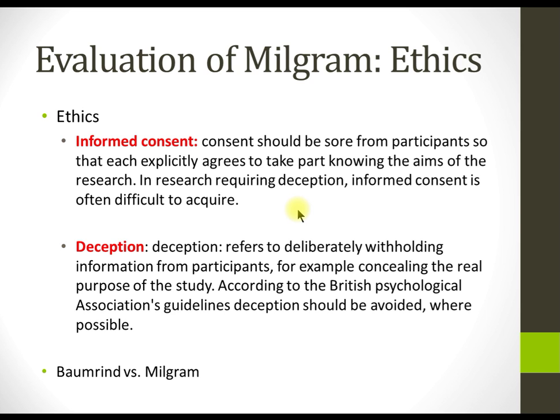So, informed consent. This is an ethical issue that researchers have to take really seriously. Consent should be sought from participants so that each explicitly agrees to take part knowing the aims of the research. Now, in an ideal world, that's exactly what we do every time. However, in social influence research, because deception is required, this is sometimes not possible. Remember, deception is deliberately withholding information, so these two are contradictory. You often can't deliberately withhold key information and tell the person the aims of the research.